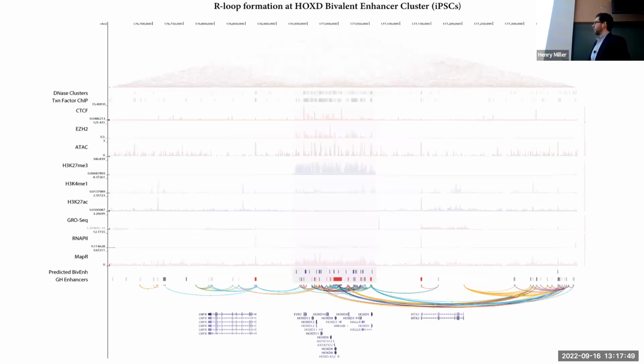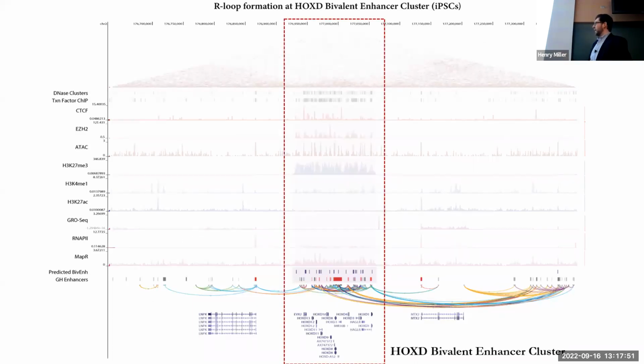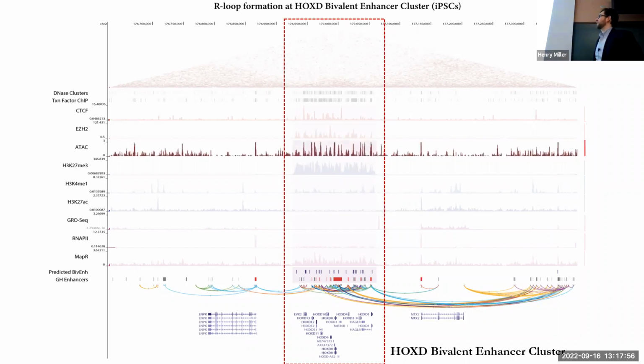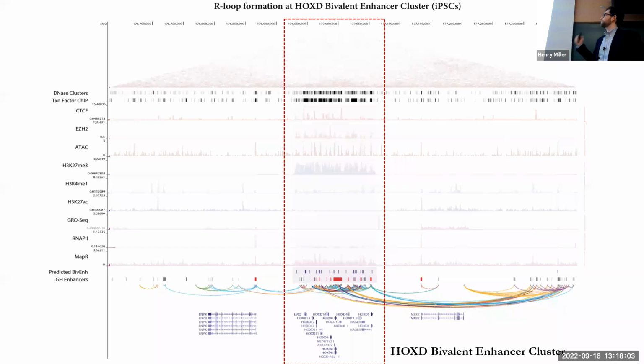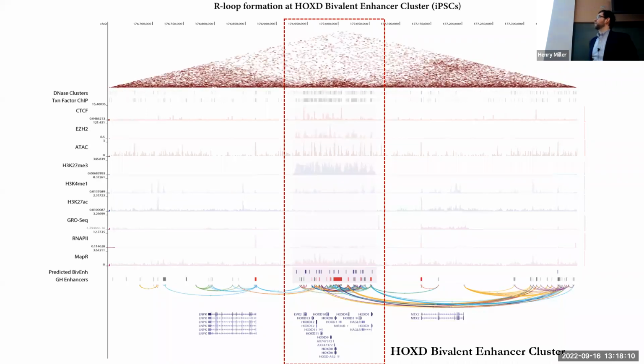Looking at one of these, we're going to turn our attention to the HOX-D cluster here. We can see that it is, in fact, an enhancer cluster based on the presence of open chromatin, CTCF sites, DNase, and transcription factor binding sites. And we can also see that this enhancer is interacting with itself in three-dimensional space based on the Hi-C track here. Okay, so this is in fact an enhancer cluster.